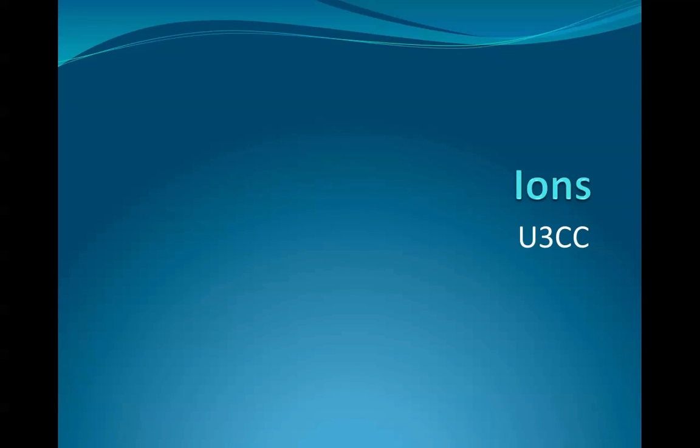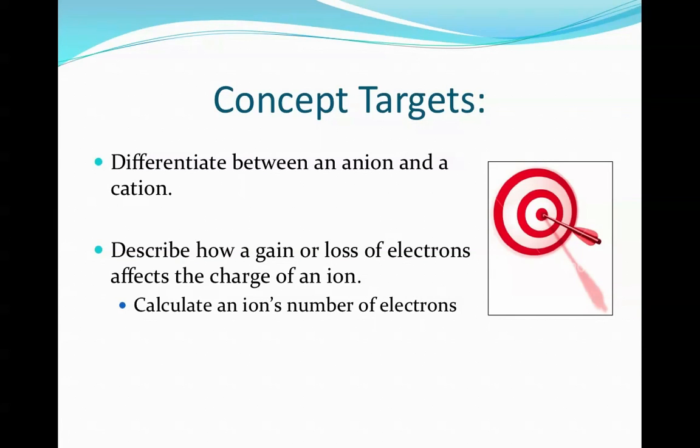In Concept C, we're going to be focusing on ions. So we're going to be looking at how to differentiate between two types of ions, an anion and a cation. And we're also going to be able to describe how a gain or loss of electrons affects the charge of an ion. And you should also be able to, by the end of the lesson, have a basic understanding of how to calculate an ion's number of electrons.